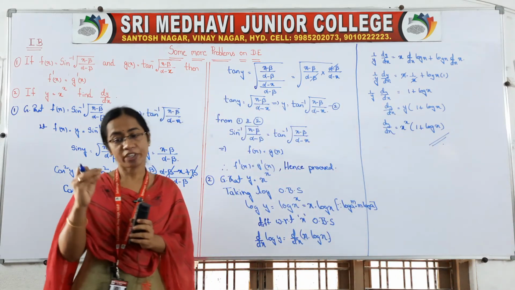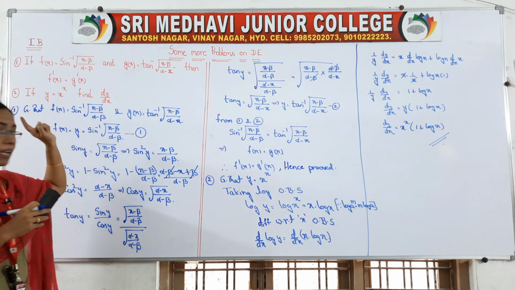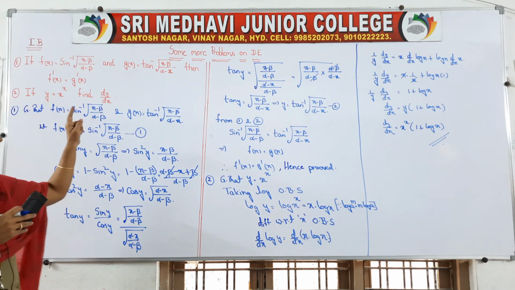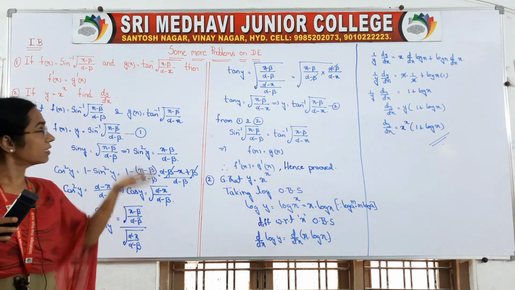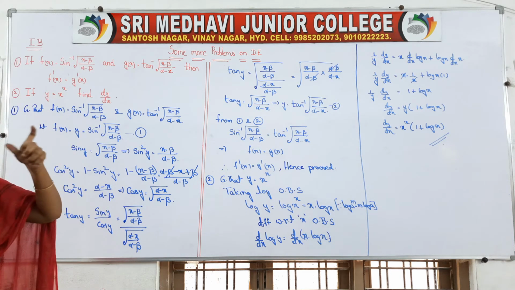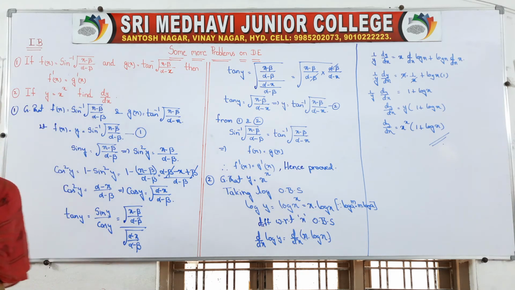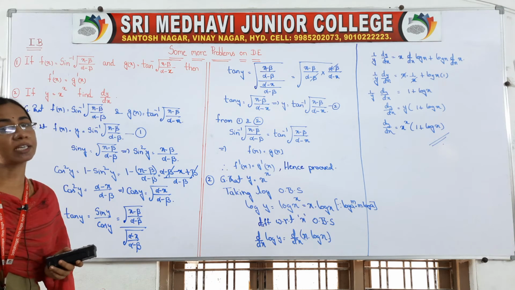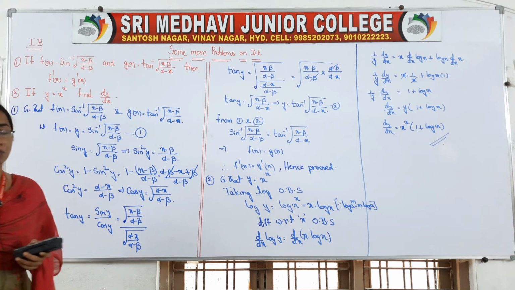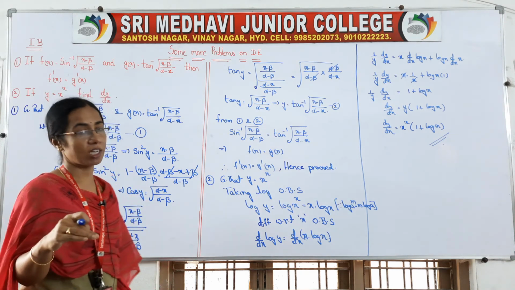Okay, so here we did two problems from differentiation. In the first problem, f of x is given to us, g of x is given to us. What is f of x? Any function in terms of x, and g of x are given, and we have to show that their derivatives are equal. So here we proved that f of x is equal to g of x. If two functions are equal, their derivatives are also equal, right.